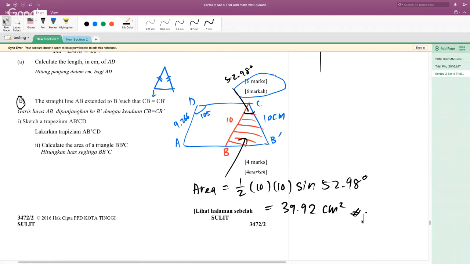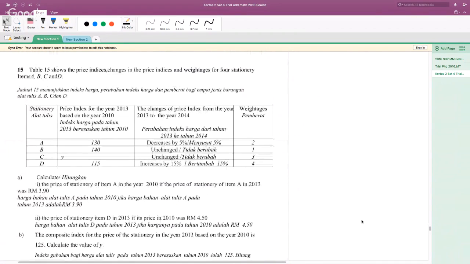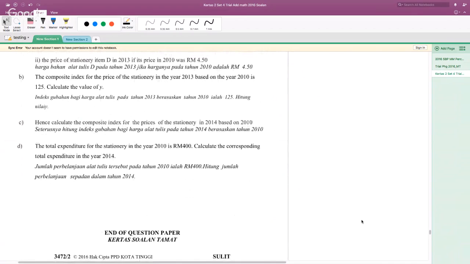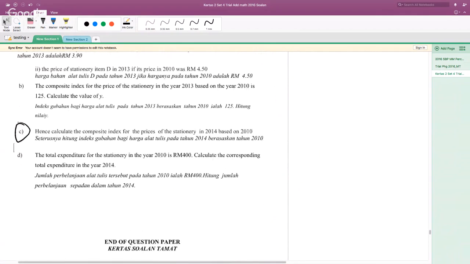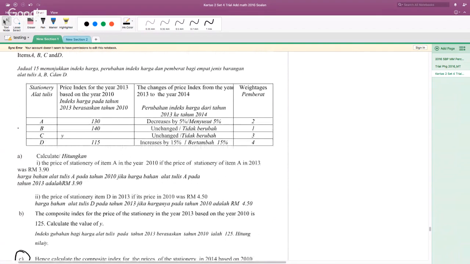Okay, so let's go to the last question, which is the index number, which is this one. The last two parts, I mean part C, is very, very different. You actually see this diagram is a little bit abnormal as well, but I try my best to explain. I can't be 100% sure I can make you understand, but I do my best.